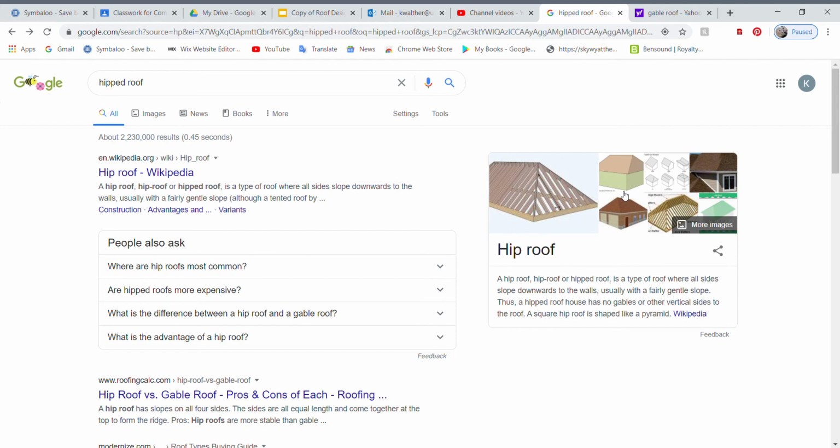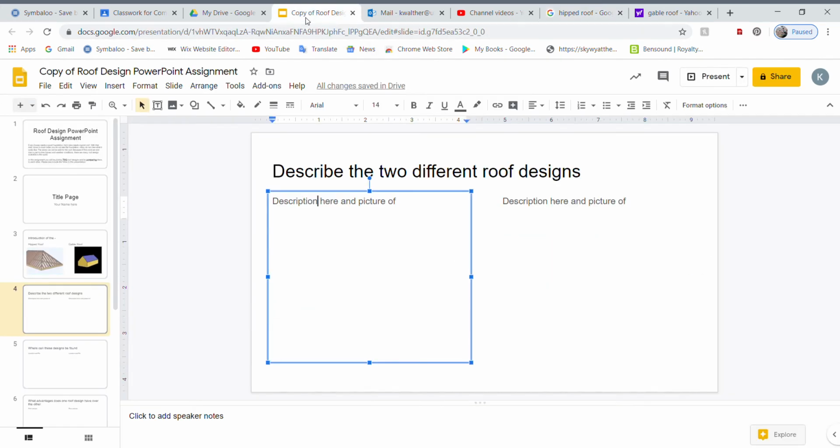I would take that in my own words and put it here. And then again, a picture. Okay, you see where we're going with this? So I'm going to describe the roof. So in this case, a pyramid-like structure with no vertical sides on all sides of the roof. Okay? And then again, I'm going to put a picture.